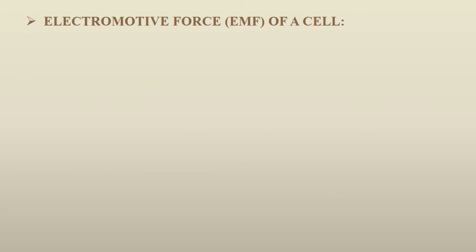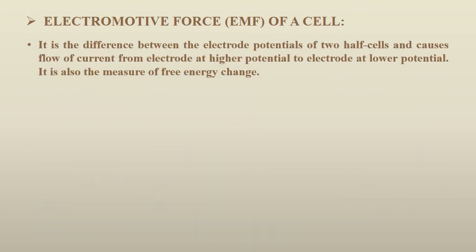Electromotive force, which is also known as EMF of a cell. Now what is EMF of a cell? That we have already calculated in the galvanic cell. If you can remember, that is E0 cell, right? How have we calculated it? By taking the difference between the electrode potentials of the two half cells, and it causes the flow of current from electrode at higher potential to electrode at lower potential. It is also the measure of free energy change.